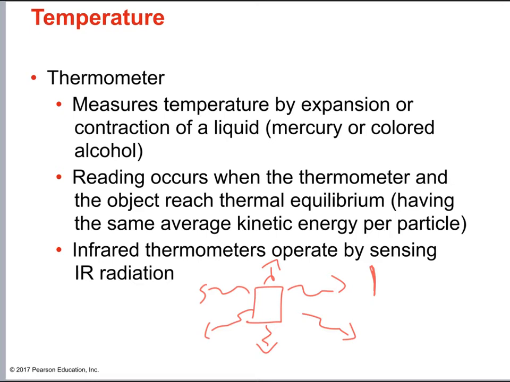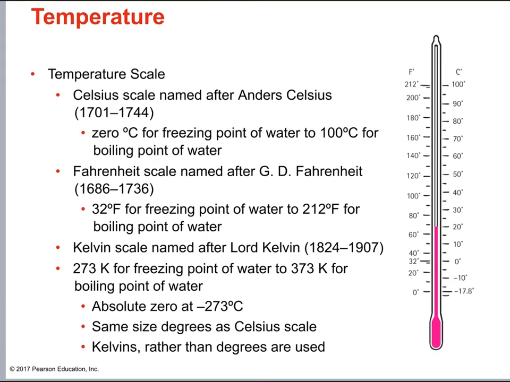Now, one of the advantages of an infrared thermometer is that you don't actually have to touch the thing whose temperature you're measuring. And so that's quite useful. Now, here's a picture of a thermometer, and the idea is you've got this colored alcohol in this glass tube, and when the thermometer heats up, the glass tube will expand a little bit, but it actually doesn't expand nearly the same amount as the alcohol.